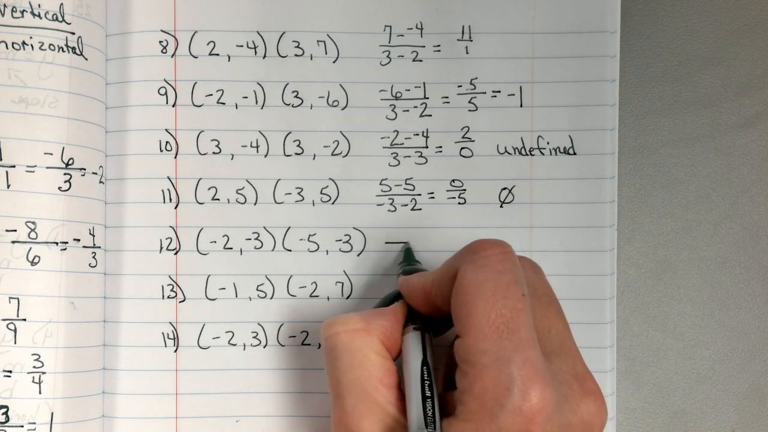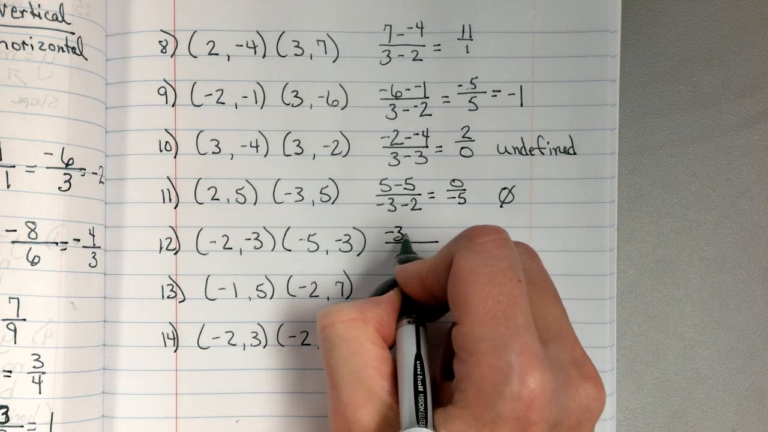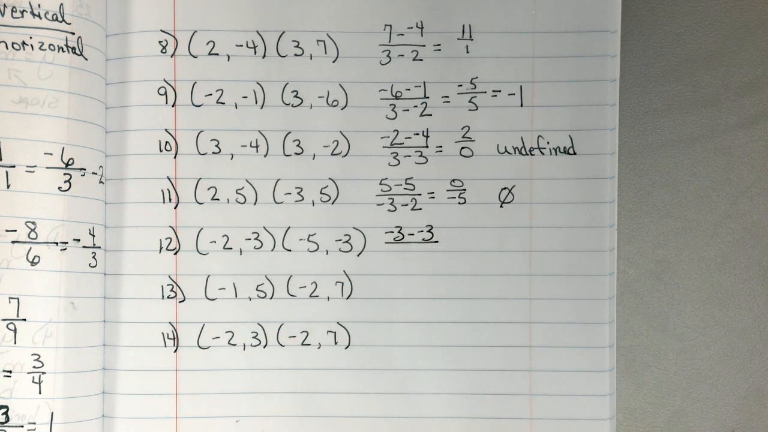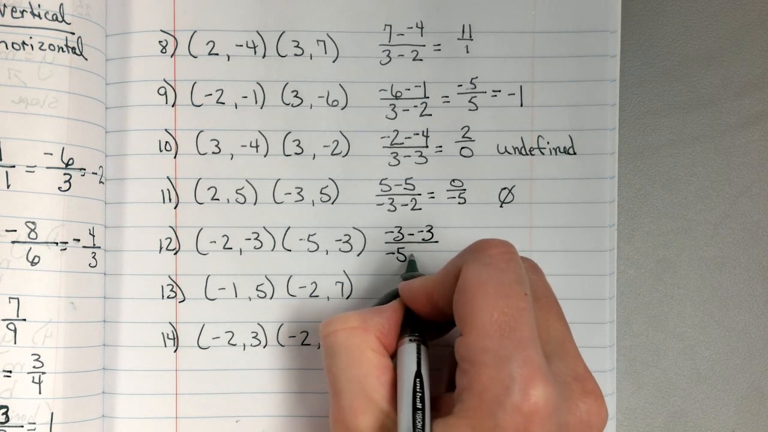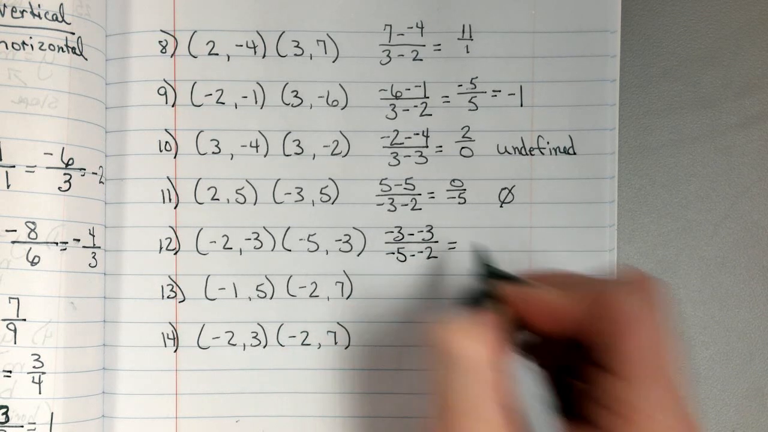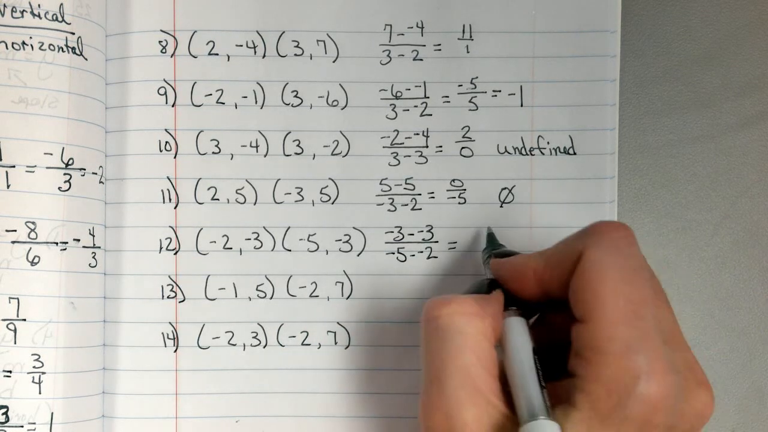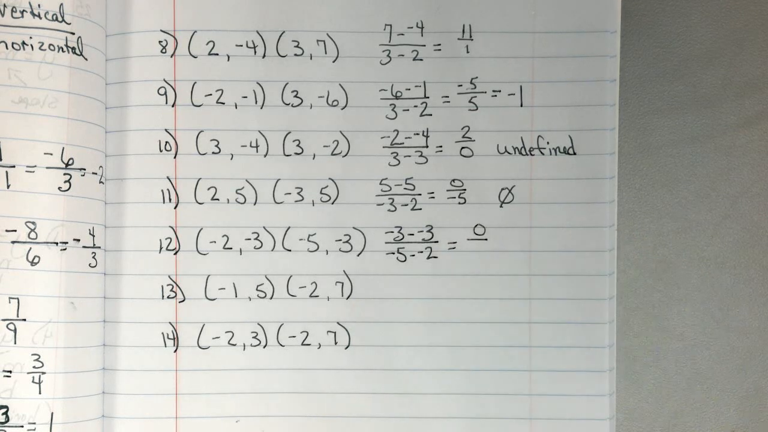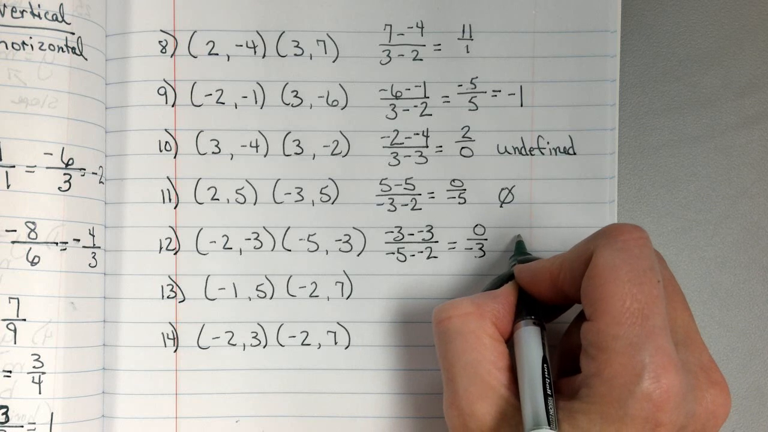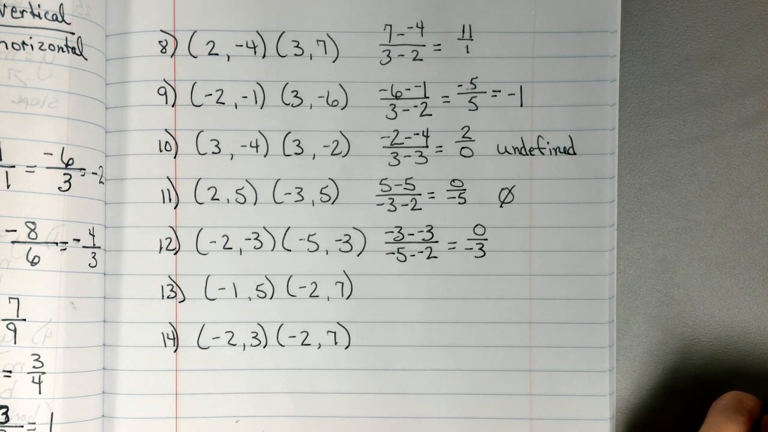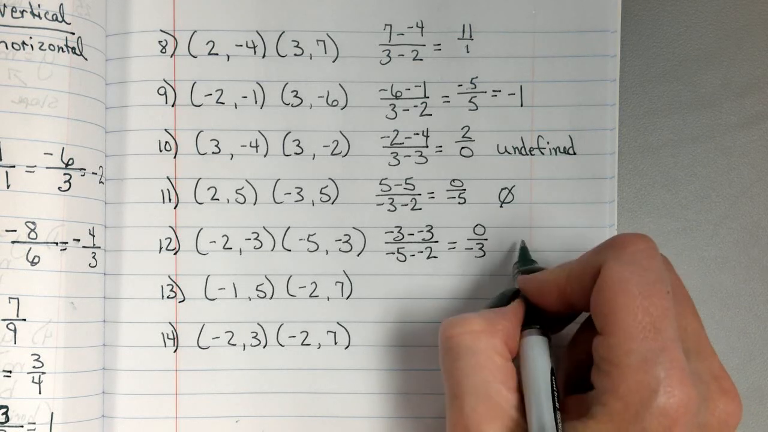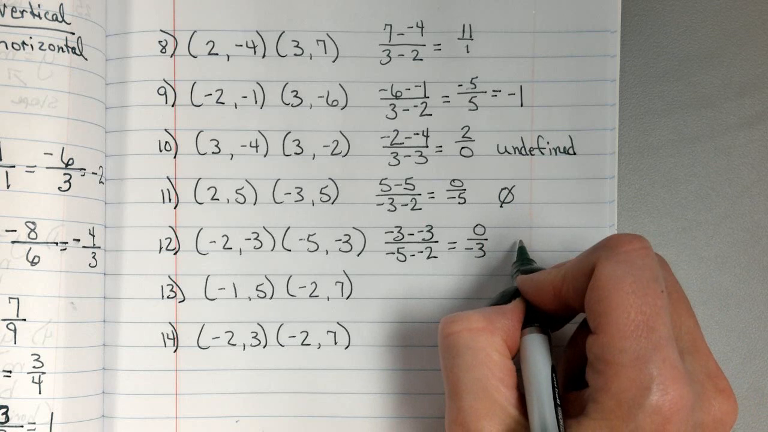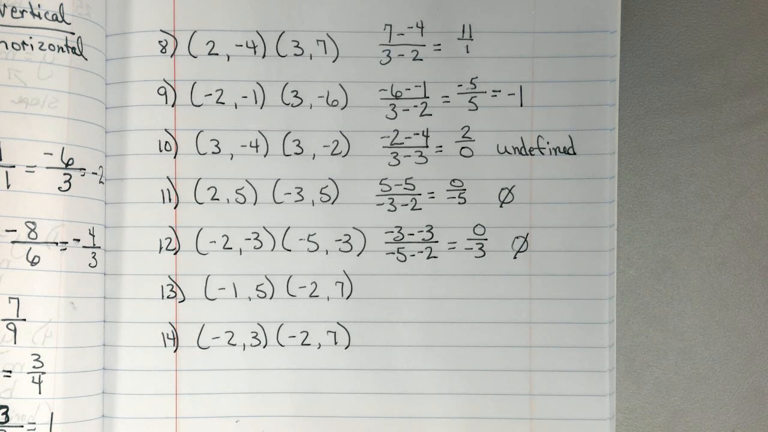All right, Brandon, what about 12? What'd you get on top? Negative 3 minus negative 3. Okay, and on bottom? Negative 5 minus negative 2. Okay, and what'd that give you on top? 0. And what'd it give you on the bottom? Negative 3. So what do you really have? 0. 0's on top, so that'd be horizontal. So that means 0 rise, so horizontal line, so 0 slope. How many got 0 on 12?